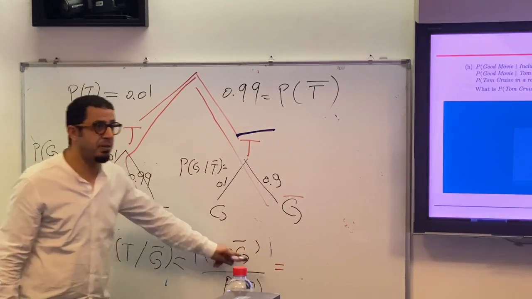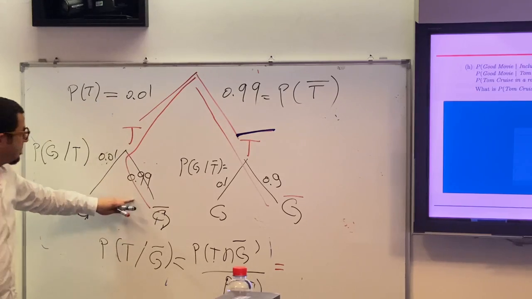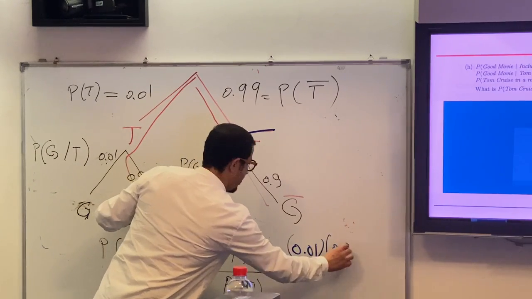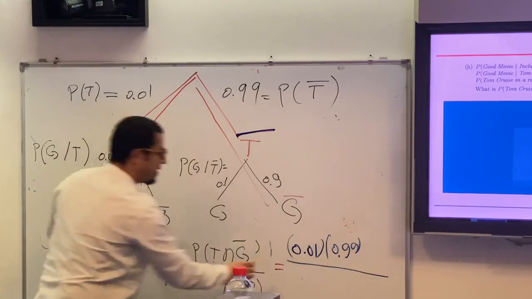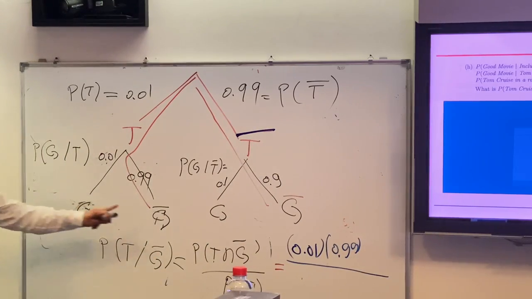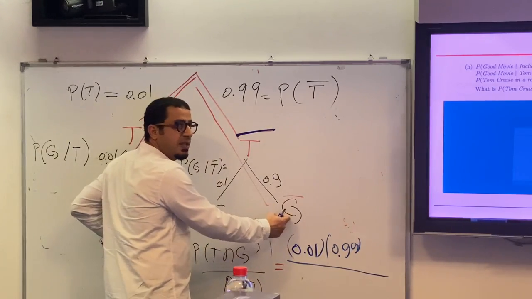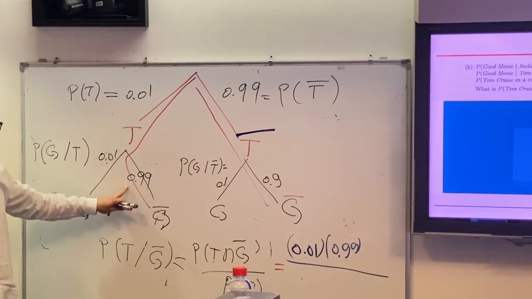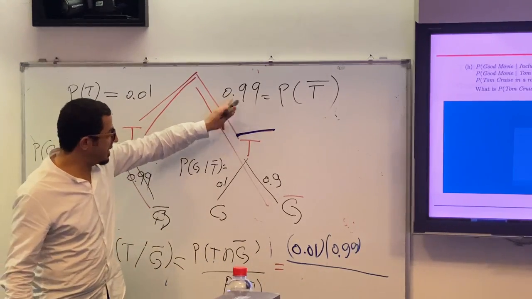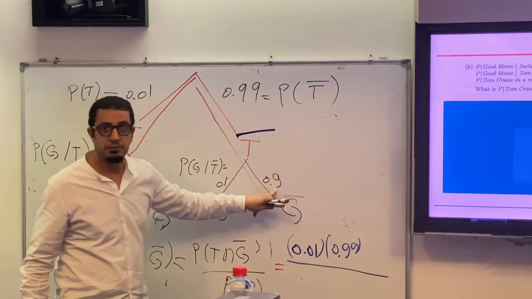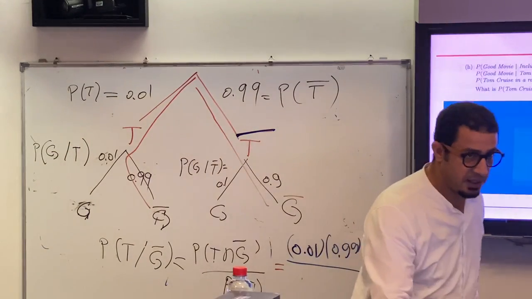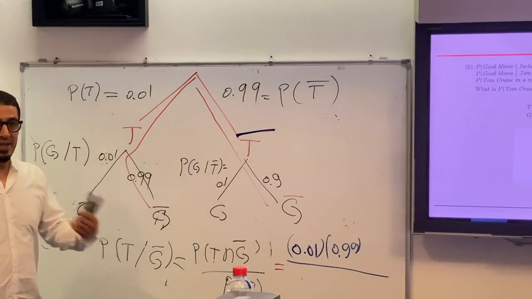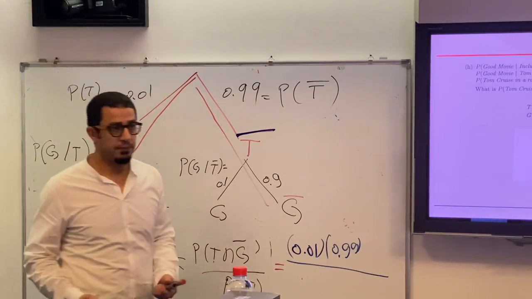T intersection G bar, what is it? What should be here? 0.01 times 0.99, right? Divided by the probability that the movie is not good. There are two cases, two scenarios. 0.01 times 0.99 plus 0.99 times 0.1. And we can find the answer here. So we can do it directly by using here, but if you do the T, it will make it easier for you to understand. Okay?